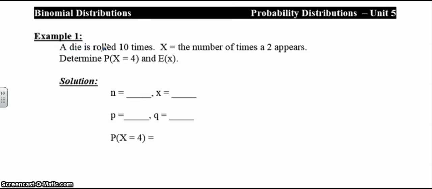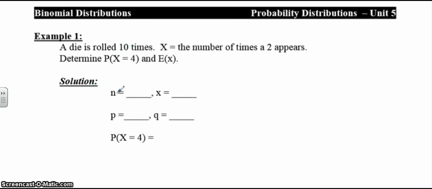So a die is rolled 10 times, and your variable is what we're measuring. It's the number of times you roll a 2. So we're going to determine P(X = 4) and E(X). So this is the probability that you roll a 2 4 times out of the 10 times that you've rolled a die.